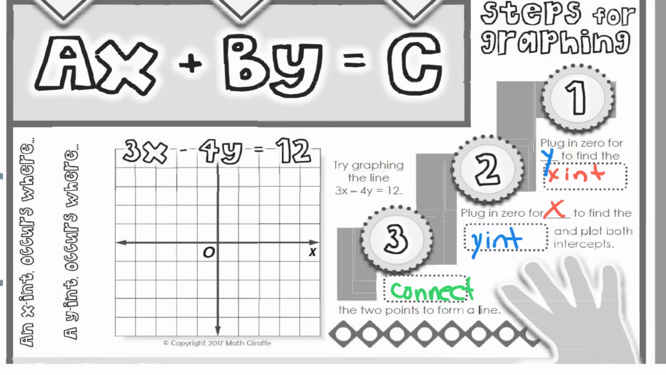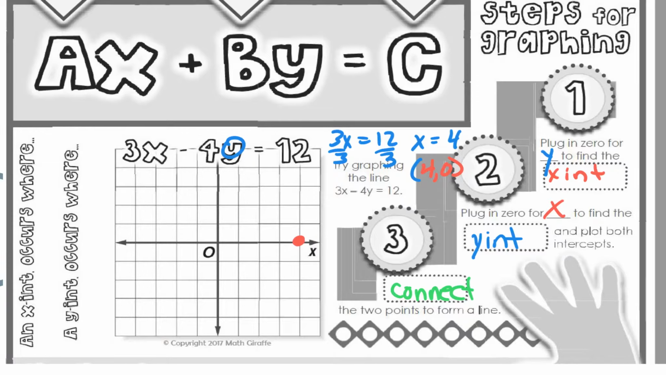So here's an example: 3x minus 4y is equal to 12. We're going to plug in 0 for y. So we're left with 3x is equal to 12. We divide by 3, and x is equal to 4. So our x-intercept is actually at (4, 0). We can plot that at 1, 2, 3, 4 right there.